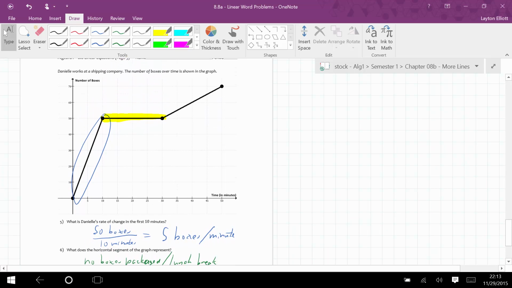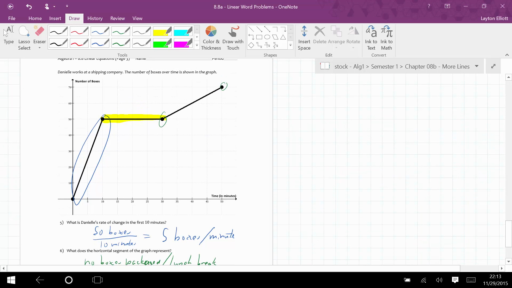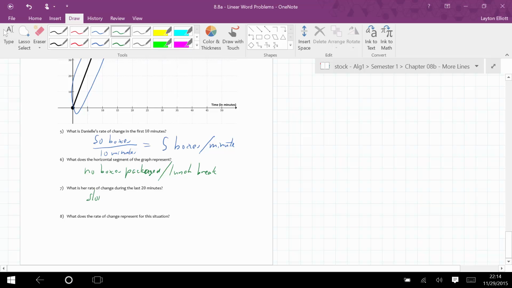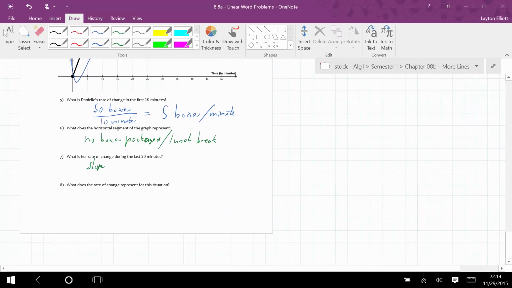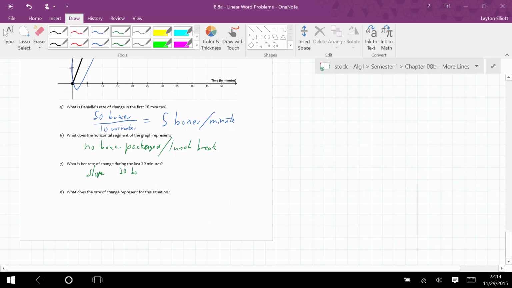Then it says, what's the rate of change in the last 20 minutes? Well, this is a little bit trickier. I can look at that and I can think of a rate of change. Remember, rate of change is a slope. So slope is a rise over a run, and it's not up 2 over 4. It's actually up 20 boxes and then over 20 minutes. So it's 20 boxes over 20 minutes. And if I have 20 boxes over 20 minutes, that's just 1 box per minute. So she was a lot faster at the start of the job than she was at the end.